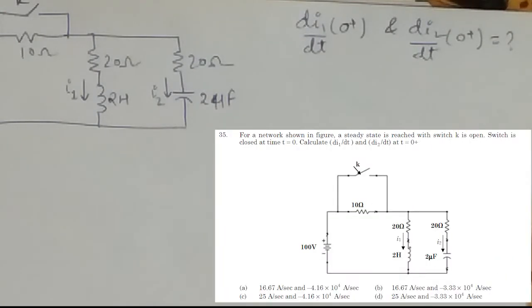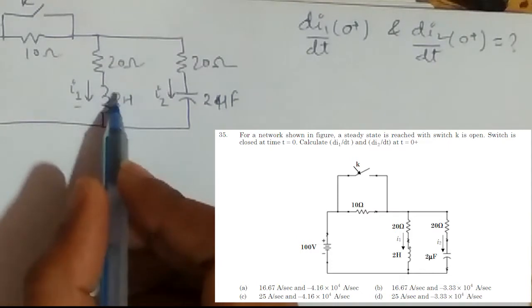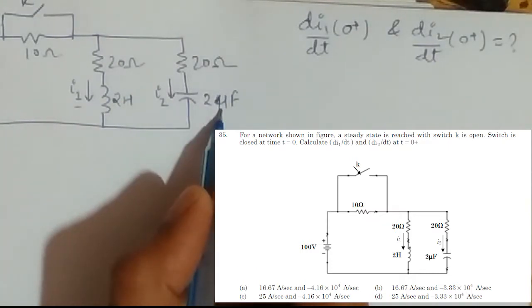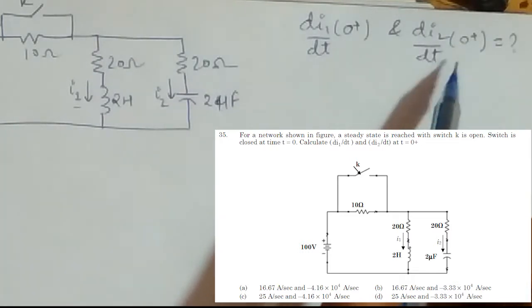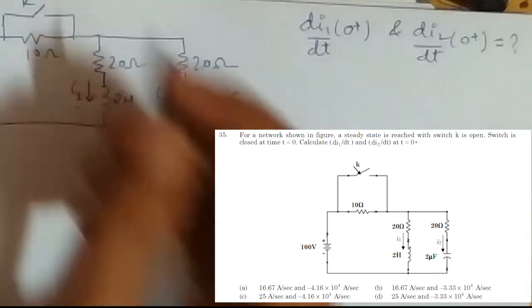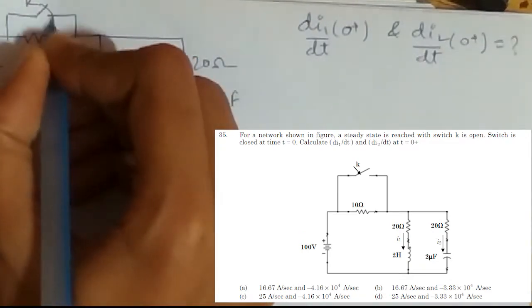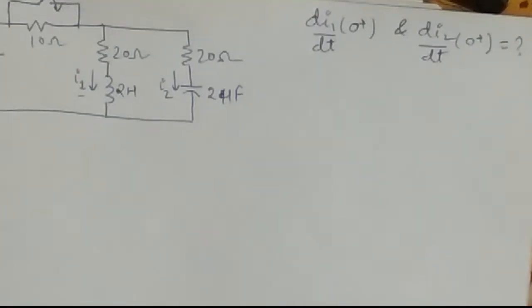This is network question 2018 paper ISRO. In this question we have to find, we have given this current I1 across inductor and a current I2 across capacitor, and we have to find di1 by dt and di2 by dt at t is equal to 0 plus. My switch will get closed at t is equal to 0 plus. Initially my switch is open and it will get closed at t is equal to 0 plus.